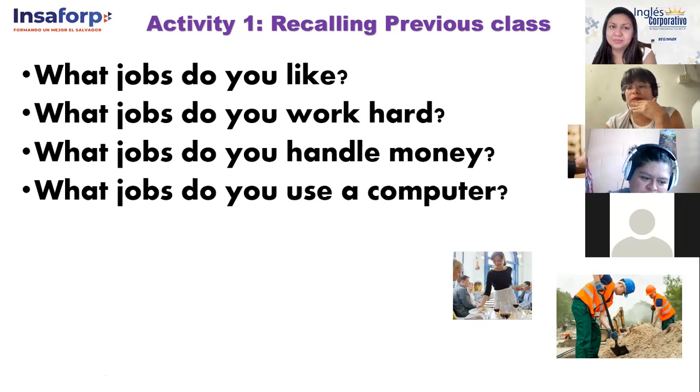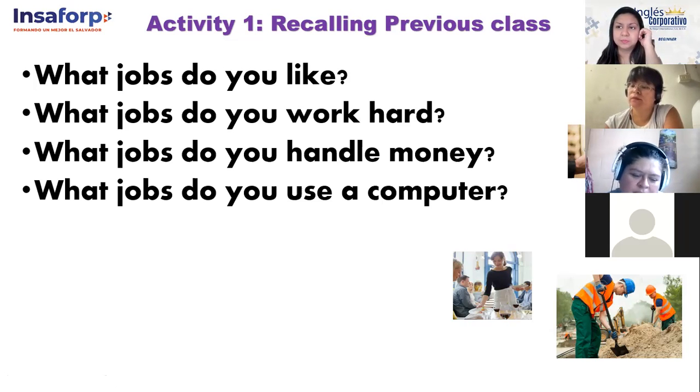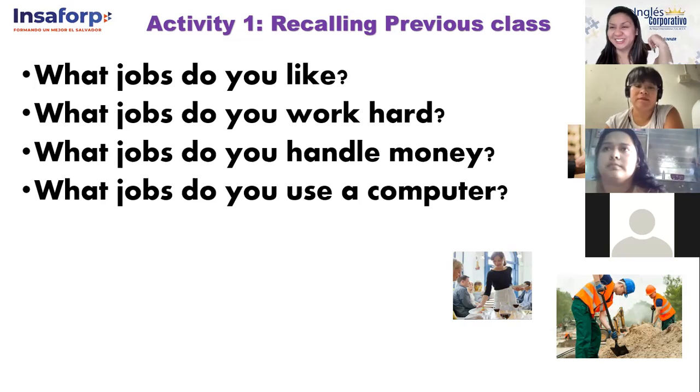What jobs do you use a computer? A web designer. Oh, yes, a web designer. Receptionist. Yes, of course, receptionist. Secretary. A secretary. Teachers. Yes, absolutely. Especially if they teach online classes, right?